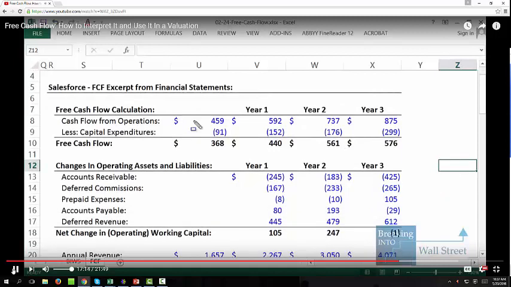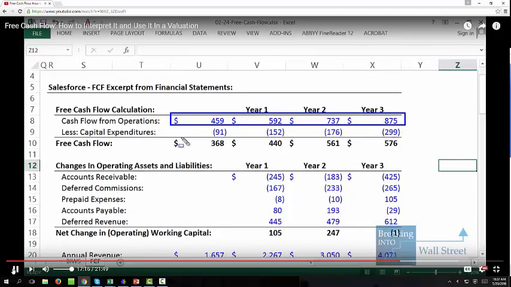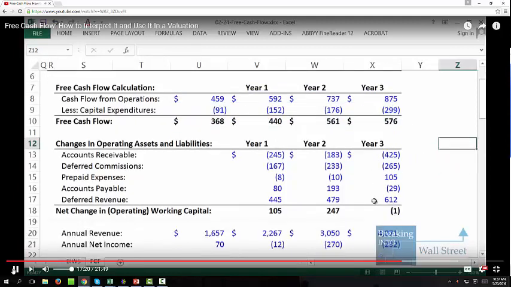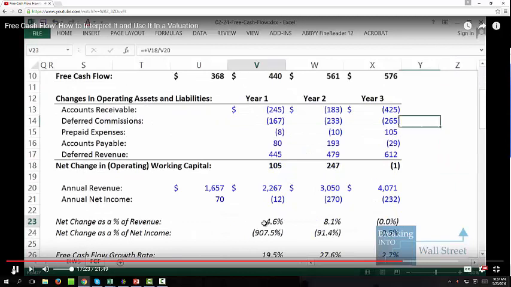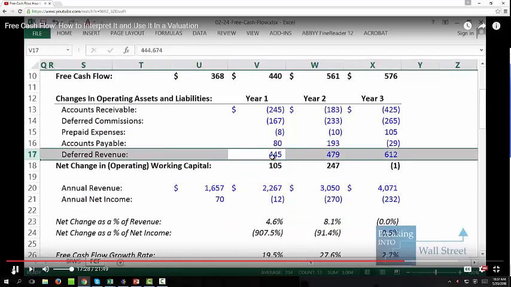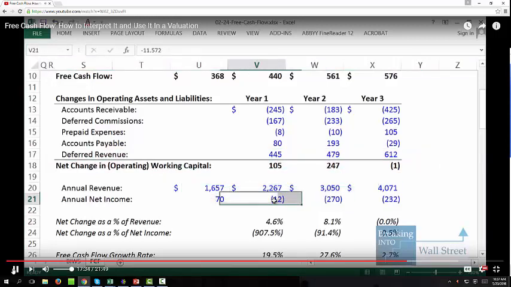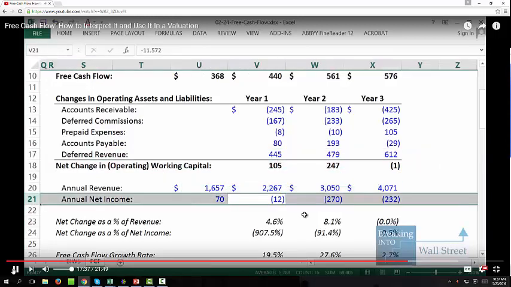Cash flow from operations is growing by a good clip each year. Free cash flow is also growing each year, although it slows down quite a bit in year 3. Working capital here swings around a little bit, but overall it's very positive because of the deferred revenue. They're collecting a lot of cash upfront for monthly subscription revenue that'll be recognized later on. Annual revenue is growing by a good clip, and net income is negative here, but a lot of that is just because of the way software companies work, and especially these subscription companies, where it takes them a long time to recognize the full benefit of winning a new customer.